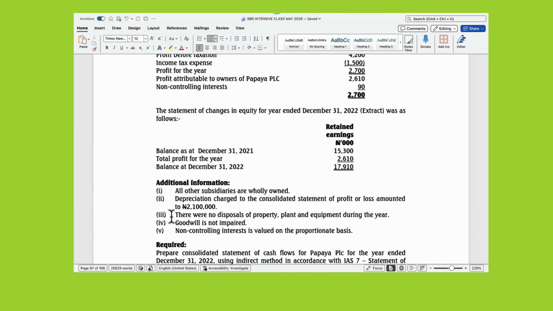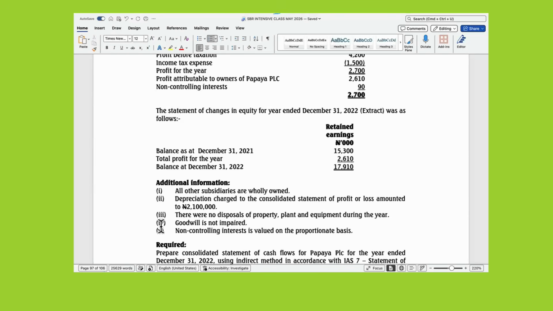I was also told that there were no disposal of PPE during the year. Fine. So that means I won't need to bother myself about whether there is disposal or not, because they already told me that there is no disposal. Therefore, I know that there would not be anything like profit or loss on disposal. I'm also told that goodwill is not impaired, so I will not bother looking for impairment of goodwill because it does not exist. And finally, they told me NCI is valued on a proportional basis.